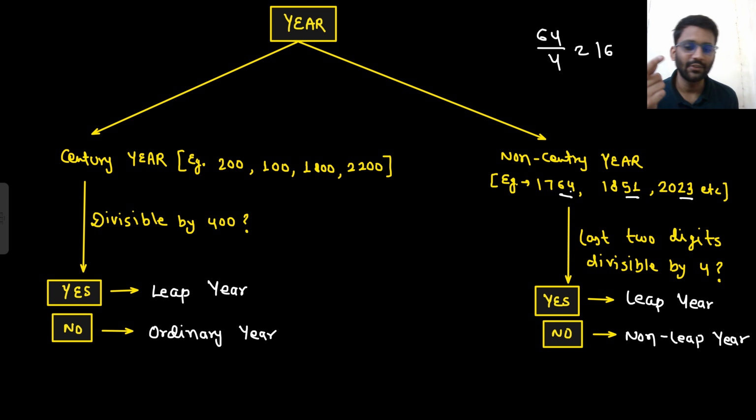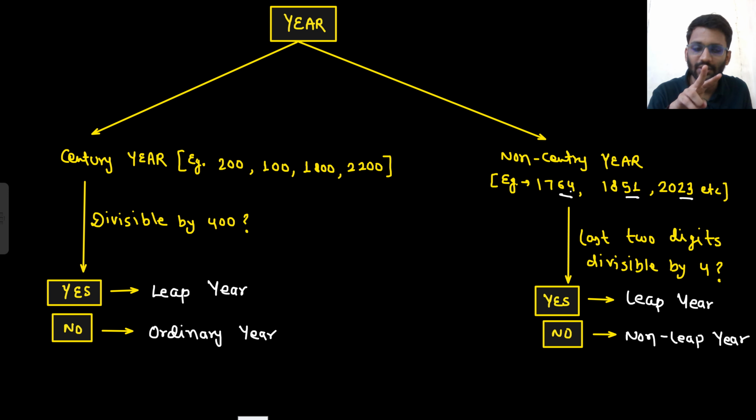First thing you will see, it is a century year or not. If it is a century year, you will check whether it is divisible by 400. If it is divisible by 400, then leap year. Then if it is not a century year, you will check whether the last two digits are divisible by 4. If these are divisible by 4, that means it is a leap year, otherwise it is not. Well and good, very simple concept.